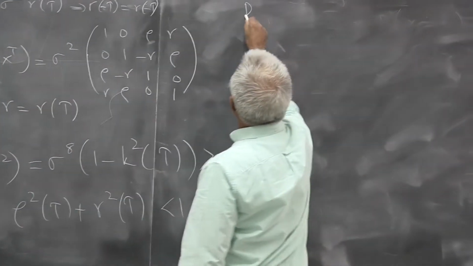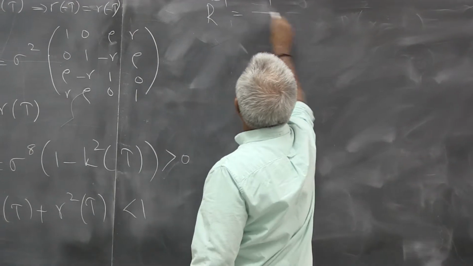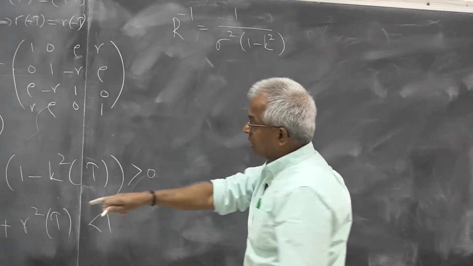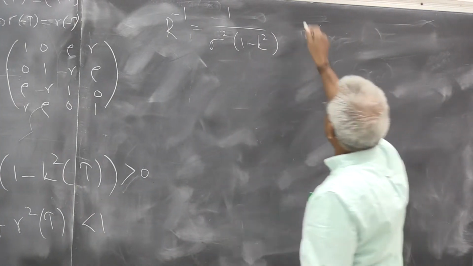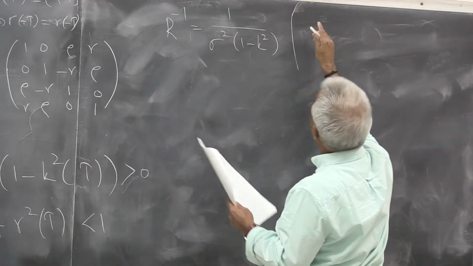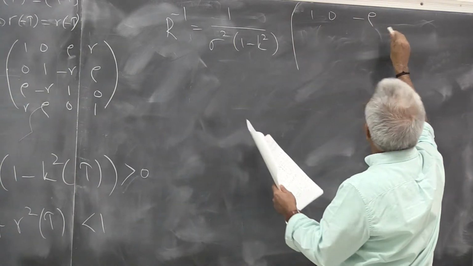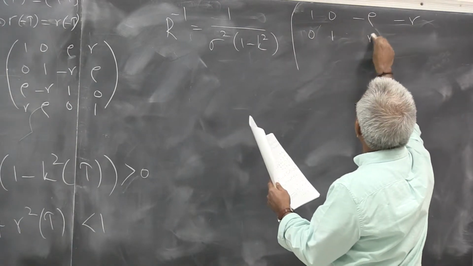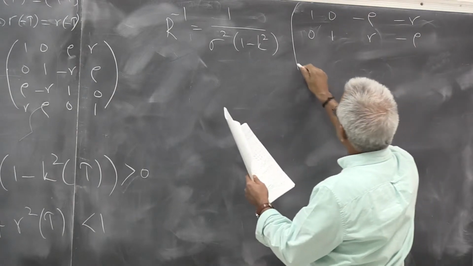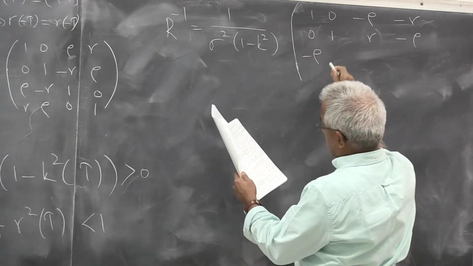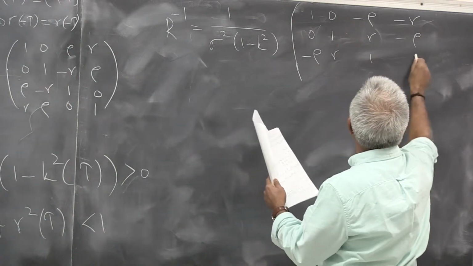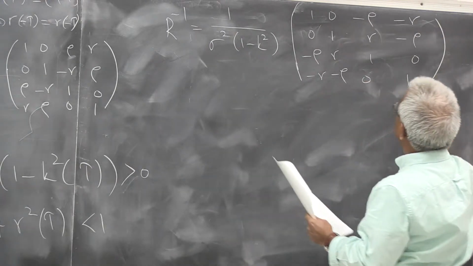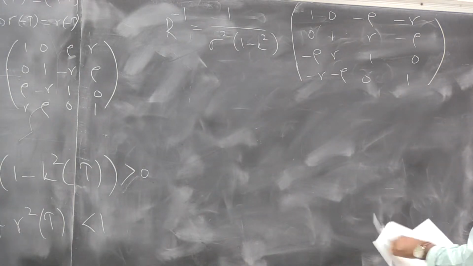So we need R inverse. The inverse is going to be 1 over sigma squared times 1 minus k squared. When I say k squared, I actually mean k squared of tau. Then it's going to be 1, 0, and so on. You can do it. I did it. Again, this is actually a standard result, so nothing new here, except all the details are generally hard to find. So this will turn out to be R inverse.